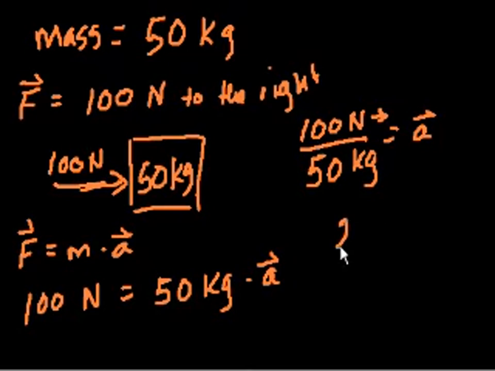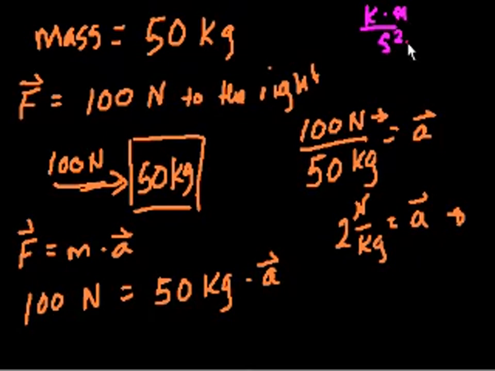So it's 2. We get these weird units here: newtons per kilogram is equal to the acceleration to the right. This is also going to be to the right, because the direction of the force is going to be the same as the direction of the acceleration. So what is this, 2 newtons per kilogram? Well, you could just guess the unit of acceleration is meters per second squared, but let's show that this simplifies to that. So we said earlier that a newton is kilogram meter per second squared.